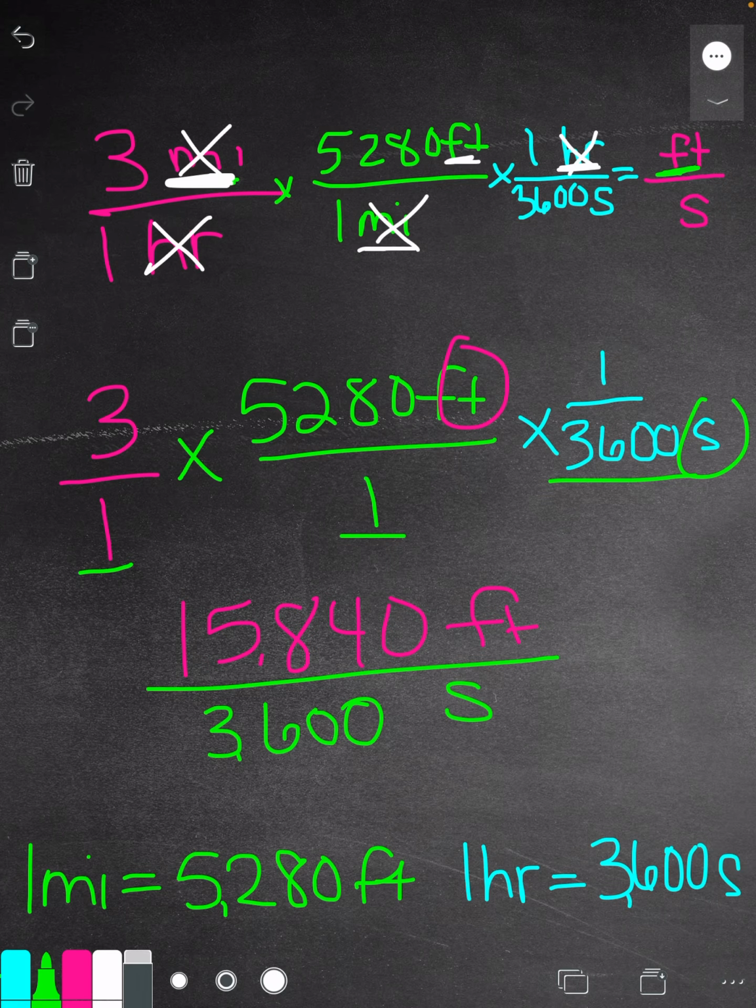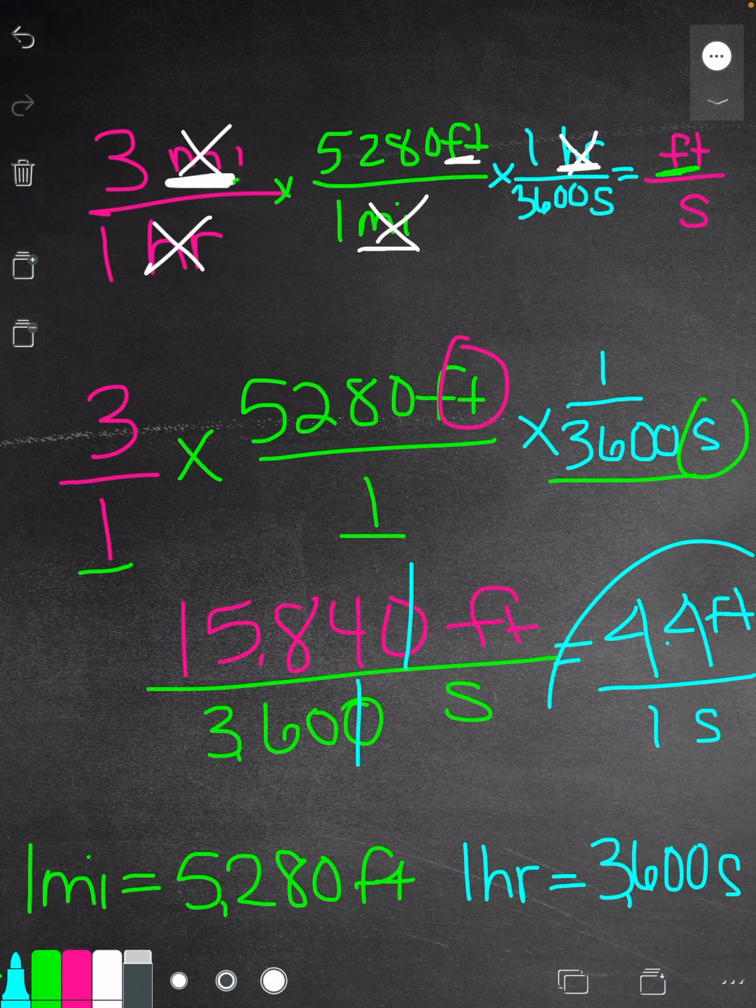So again, we're at the point where we were last time, where we can divide 15,840 by 3,600. Or, remember we have matching zeros here. Matching zeros can cancel out if they're on the very end. 1,584 divided by 360. Either way, you end up with the same answer of 4.4 feet. And remember, we want feet per second, so we can put it over 1 second.